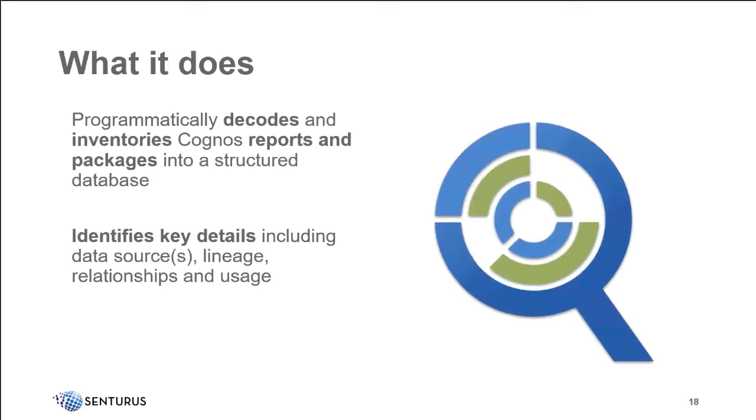But essentially what the migration assistant does is it programmatically decodes and inventories all of the reports and packages that are in your content store, stores all of that information in a structured database. And that database includes key details, including the data sources that are in use, the lineage, the relationships, and also pulls in the audit data regarding usage. So it gives you a really broad perspective on where and how your content is being used, and also what the structure of that content is.